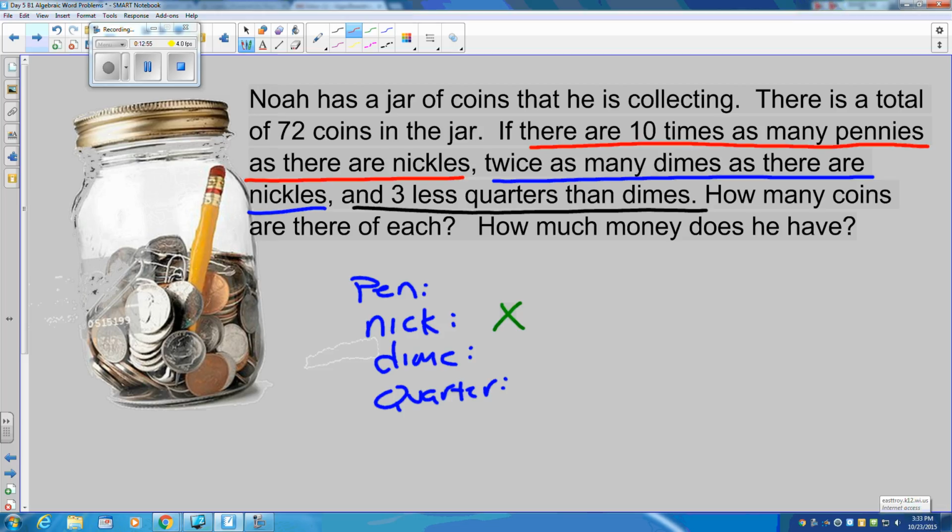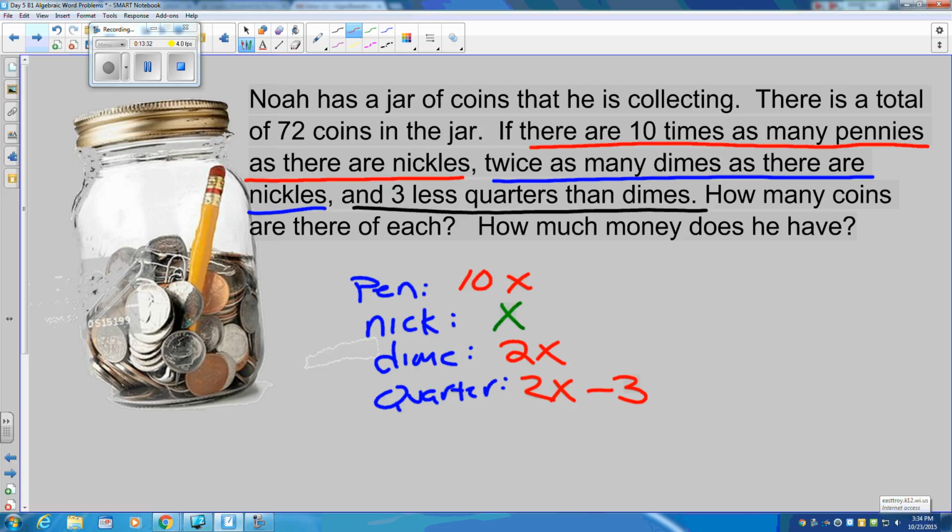So let's go to the pennies first, the underlined red part. There are 10 times as many pennies as nickels. 10 times as many. So if there's x nickels, there's 10 times x for my pennies. Let's go to dimes. There are twice as many dimes as there are nickels. And the nickels, we said there's x. Now this one we've got to be a little bit more careful of. There's 3 less quarters than dimes. So I got to subtract 3 from the number of dimes. Well, the number of dimes was 2x. And we have to subtract 3. So this is my variable representing each one of my terms.